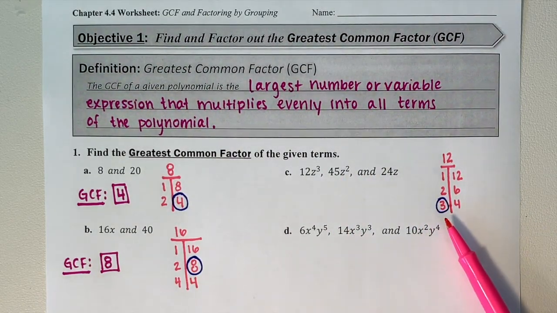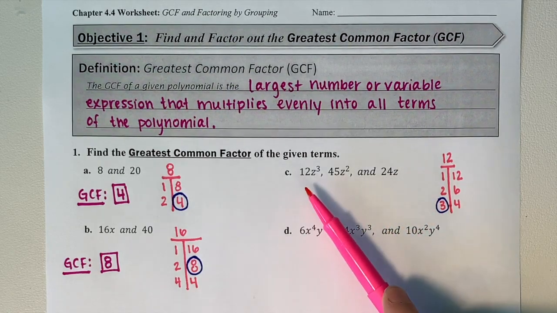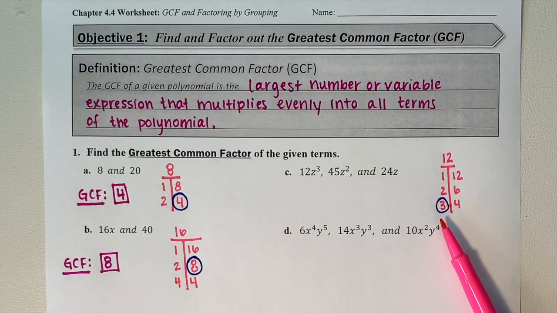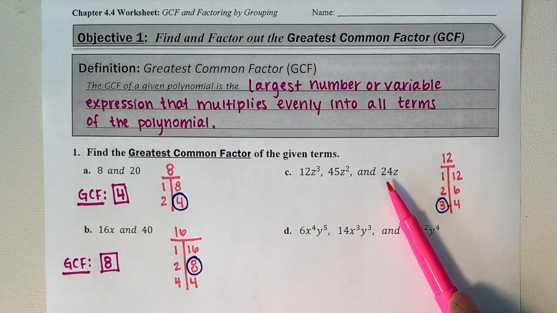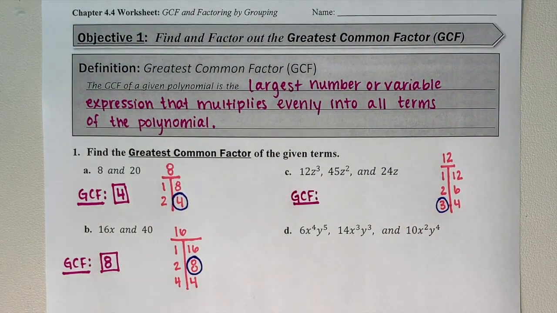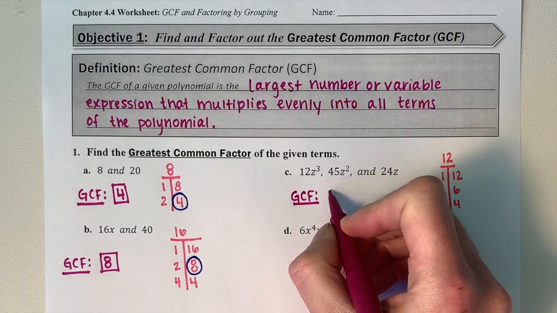That would be 3. 3 multiplies evenly into 12. 3 also multiplies evenly into 45 because 3 times 15 gives us 45. And 3 also multiplies evenly into 24 because 3 times 8 gives us 24. So for our GCF, we'll start with 3.